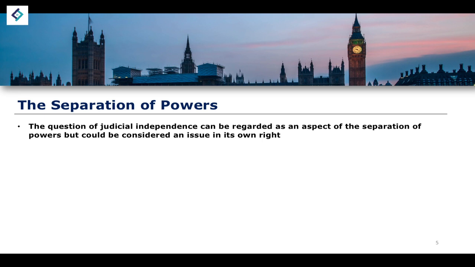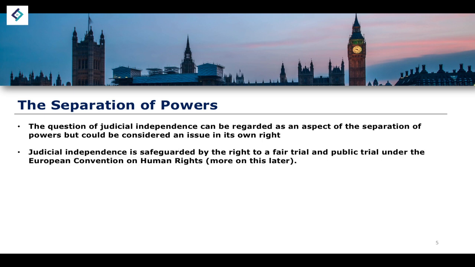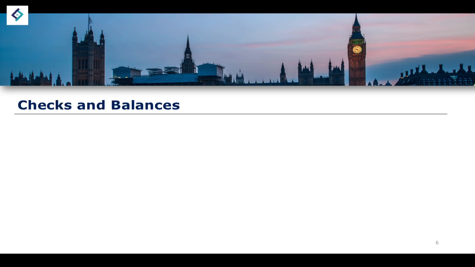So the question of judicial independence can be regarded as an aspect of the separation of powers. But it could also be regarded as an issue in its own right, and we will talk about judicial independence and judicial neutrality when we talk about the judiciary more generally as part of a chapter in A-level politics. The idea here is that judicial independence in this context is safeguarded by the right to fair trial and public trial under the European Convention on Human Rights. For those who don't know, Article 6 of the European Convention on Human Rights protects the right to a fair trial.